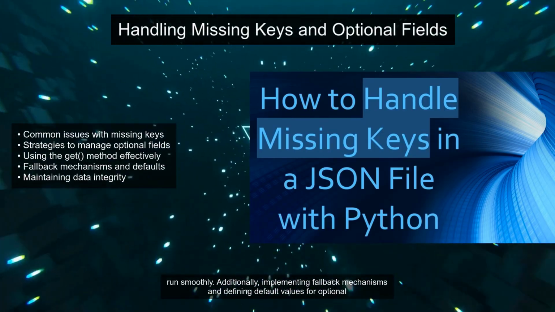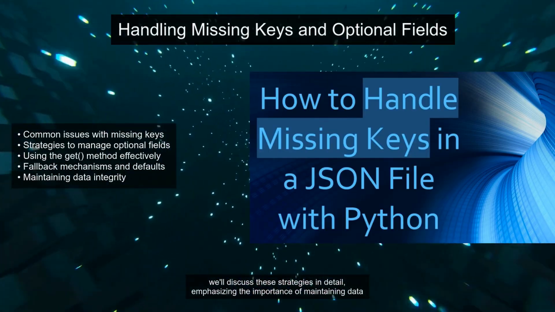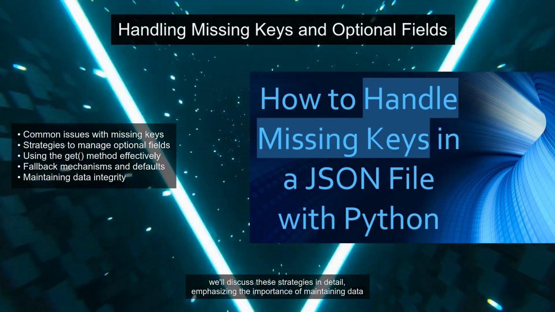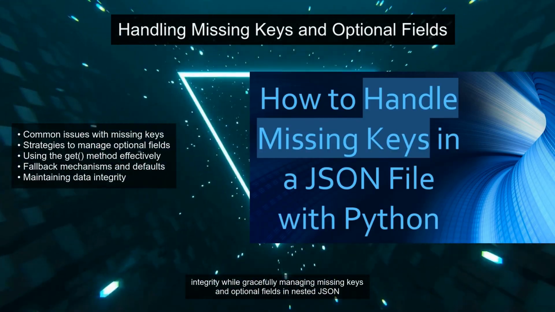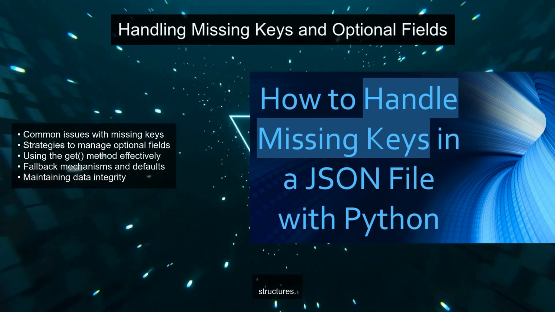Additionally, implementing fallback mechanisms and defining default values for optional fields can greatly enhance the resilience of your code. In this block, we'll discuss these strategies in detail, emphasizing the importance of maintaining data integrity while gracefully managing missing keys and optional fields in nested JSON structures.